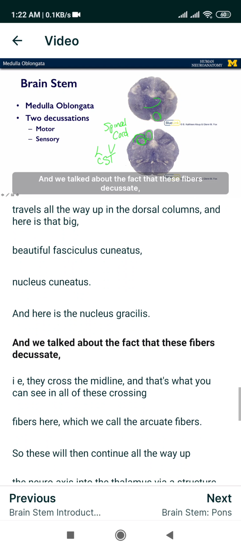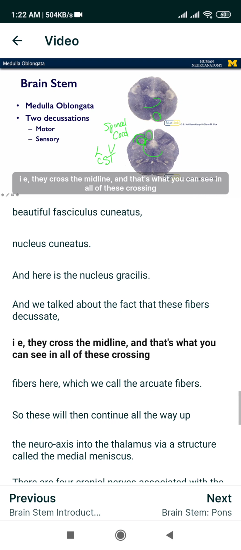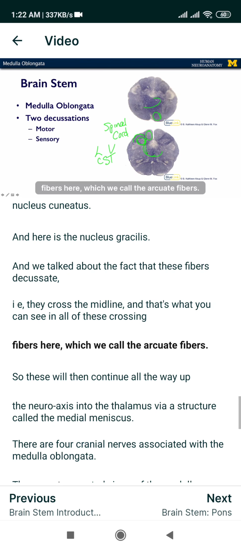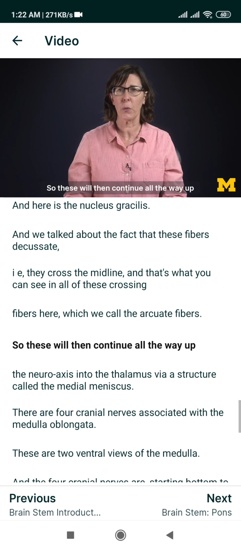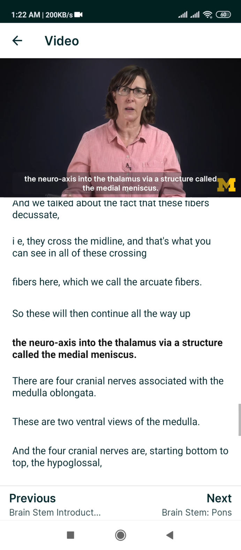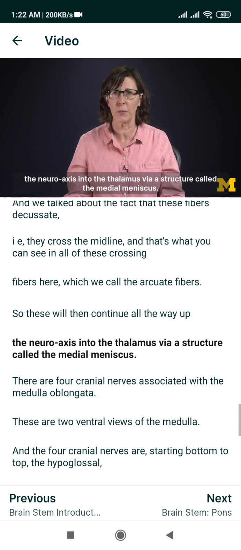And we talked about the fact that these fibers decussate, i.e. they cross the midline, and that's what you can see in all of these crossing fibers here, which we called the arcuate fibers. So these will then continue all the way up the neuraxis into the thalamus via a structure called the medial lemniscus.